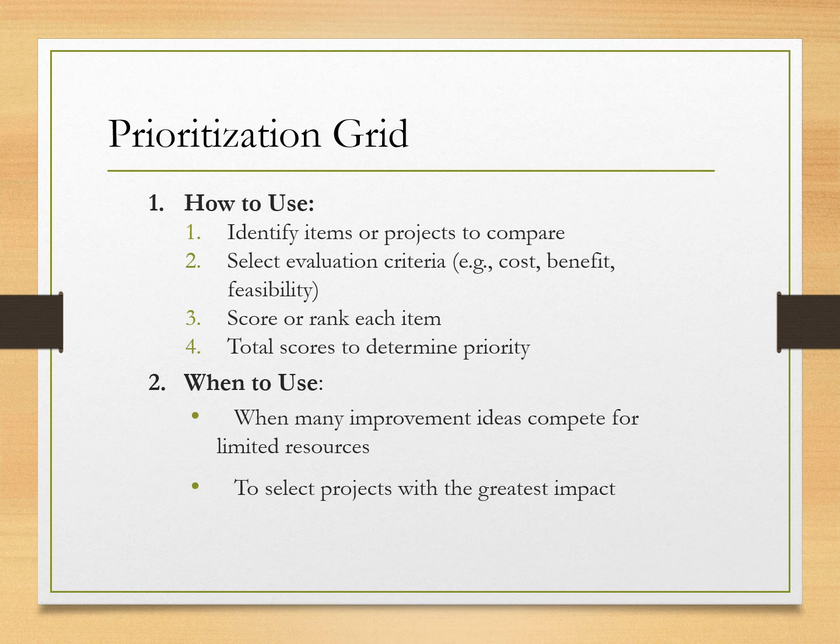And we start to use this tool by listing all of our ideas of improvement options. Then we choose the key criteria that matter most, like cost, benefit, feasibility, time, or alignment with goals. Then we score each idea on a simple scale, such as 1 to 5, and total the points, and the highest scores reveal the top priorities.